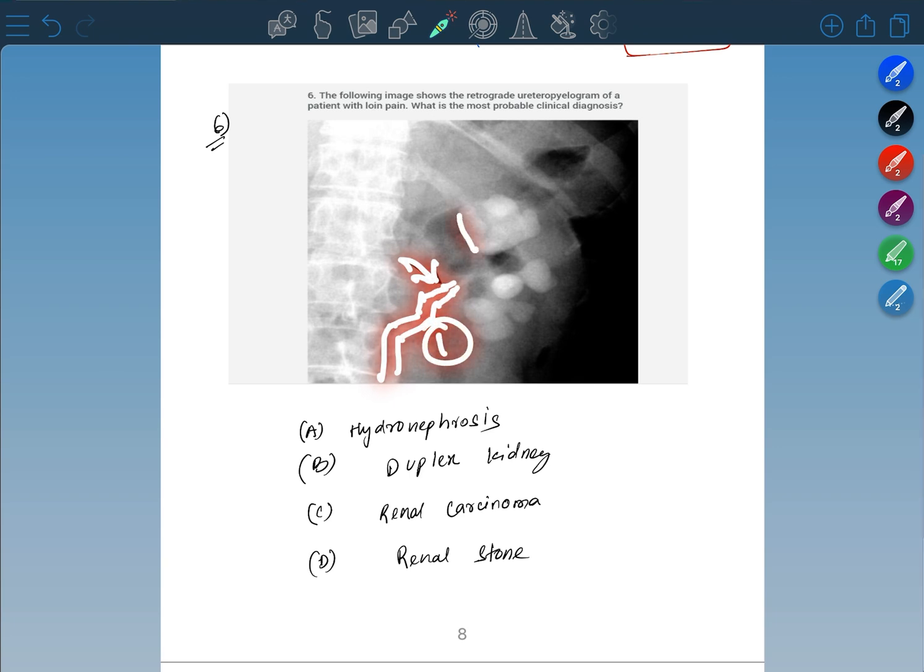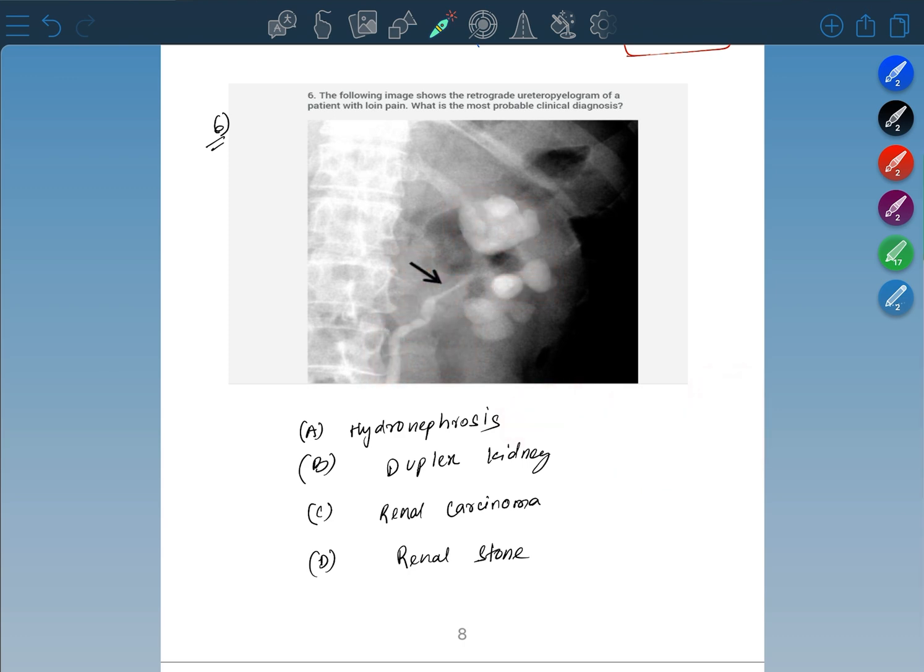And here you can see the renal calyces are clubbed. They are clubbed like this. Normally calyces are like this, but in this case they have become like this. This is a typical case of hydronephrosis.